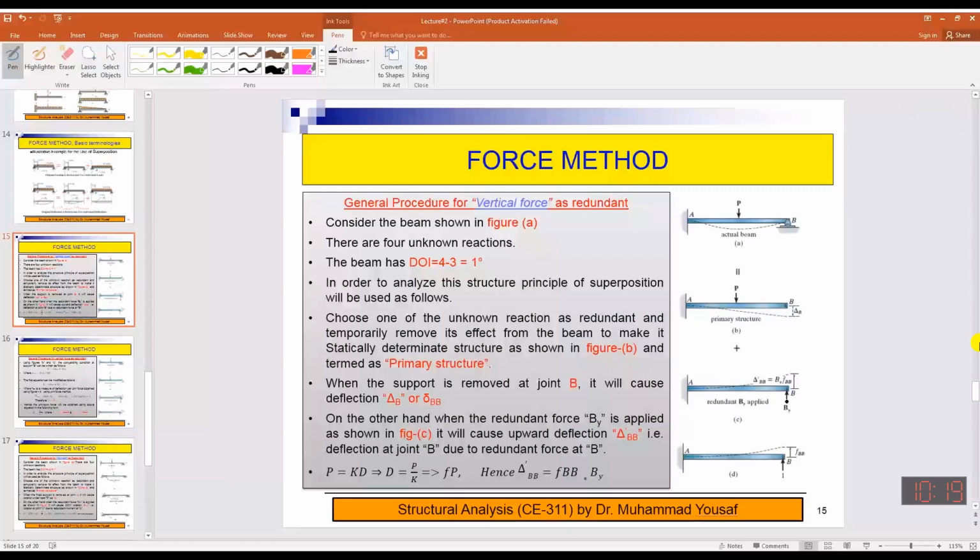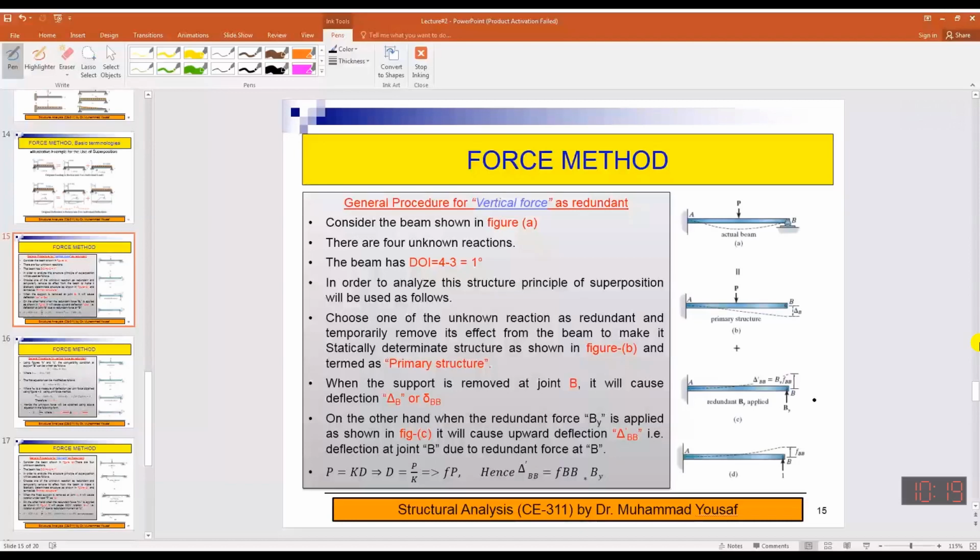if the result comes out to be negative, then it means your chosen direction was wrong, and you need to correct it, or you need to reverse the direction of the applied force.